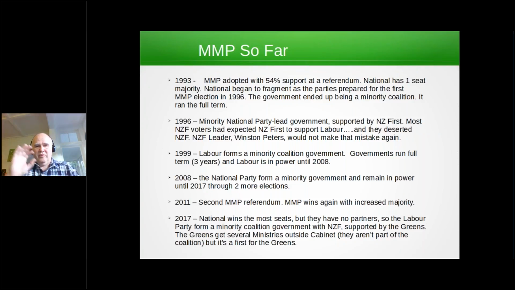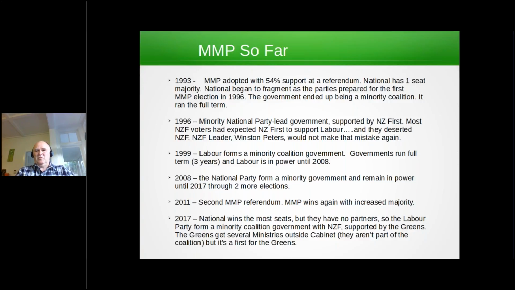So MMP So Far, the next 2 screens are my last screens. They're sort of a potted history of what's happened. So 1993, MMP was adopted with 54% at a referendum. National had a 1-seat majority at the election which occurred at the same time.